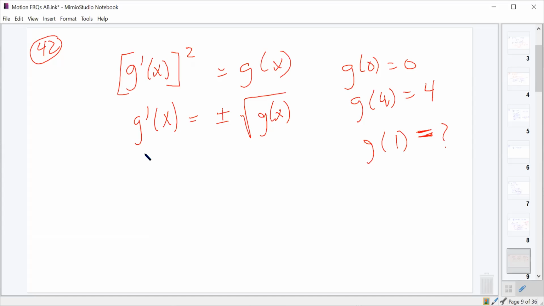This one's a pain. All right, here's what I'm going to do with this. I'm going to rewrite this g prime. I think this will work out. I'm going to rewrite this.